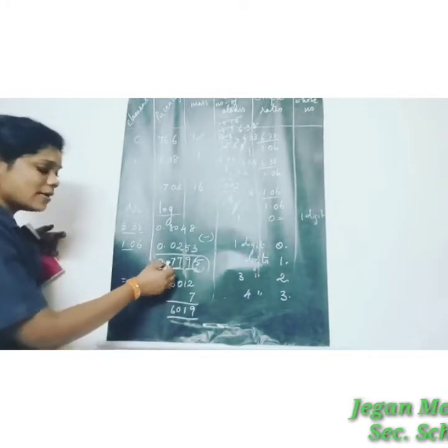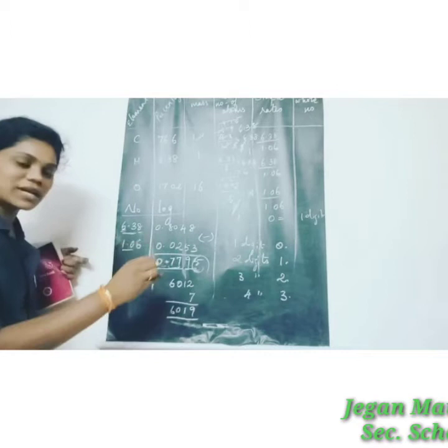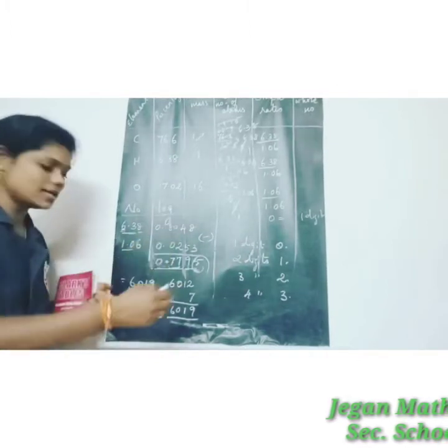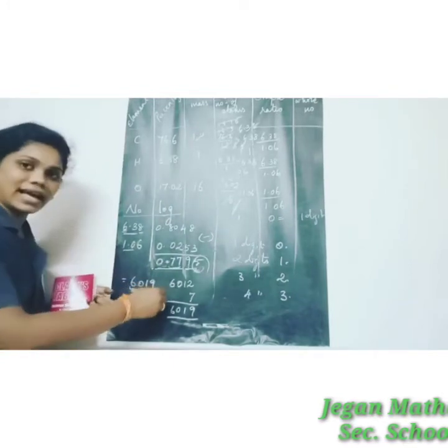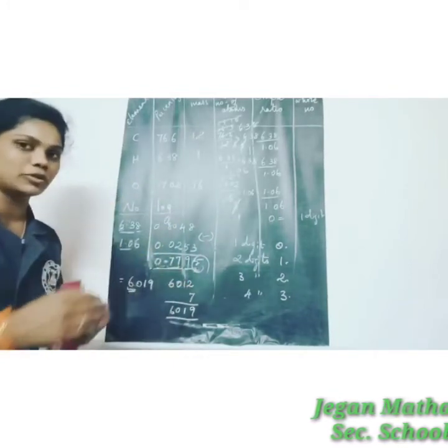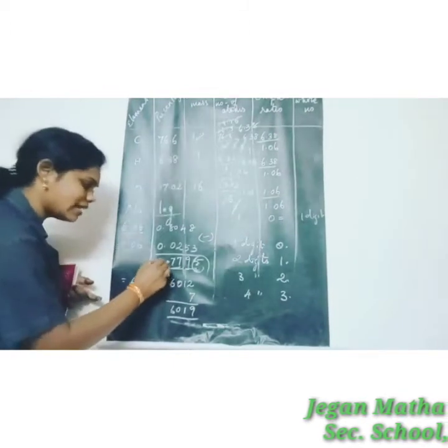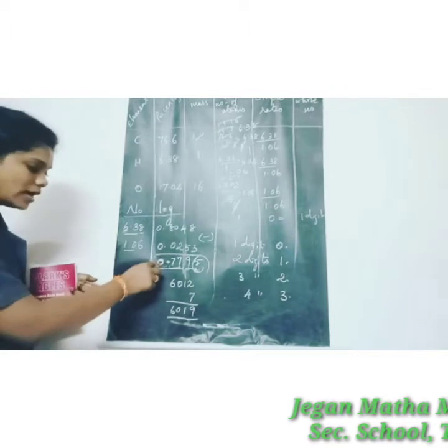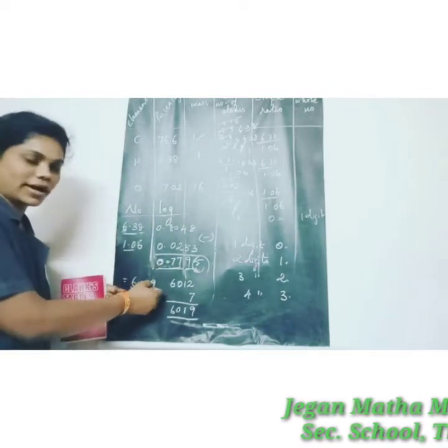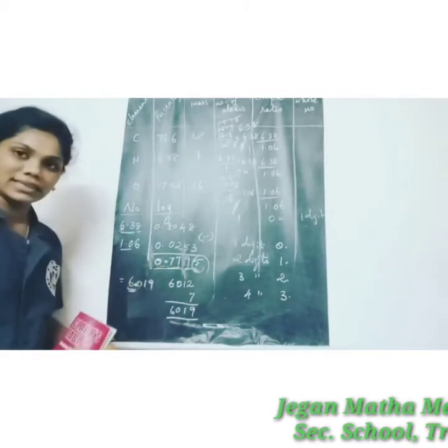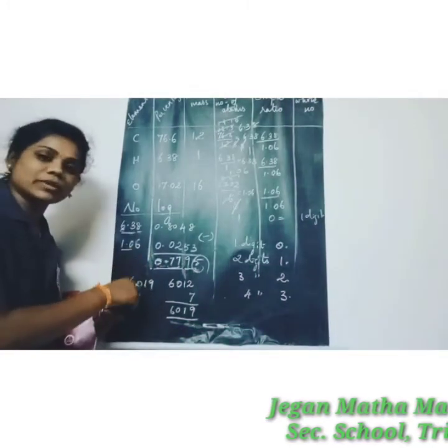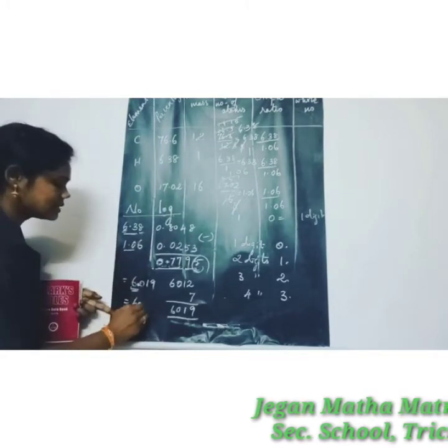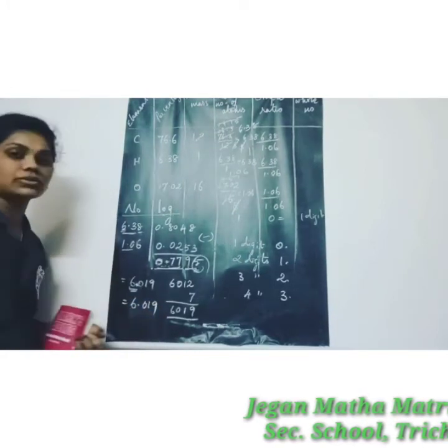So suppose 4 is present before the point, then after 6019 and some other values, you put the point. Suppose here 0 only is present, so 0 means from the beginning 1 digit. 1 present means from the beginning 2 digits. 2 present means 3 digits. 3 present means 4 digits. So here 0 only is present. So the answer is 6.019. So this is anti-log.